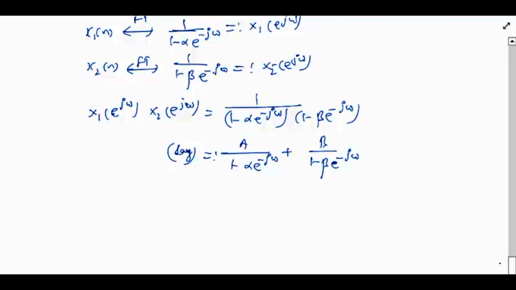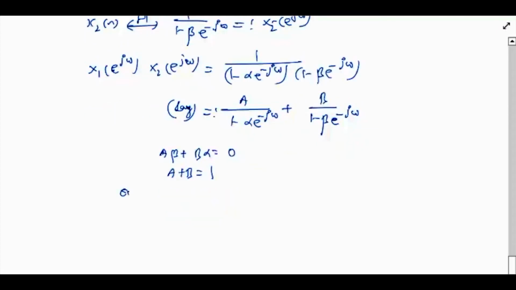We can solve this partial fraction expansion to get a beta plus b alpha to be equal to 0 and a plus b to be equal to 1. And on solving, we get a equal to alpha divided by alpha minus beta and b equal to minus beta divided by alpha minus beta.